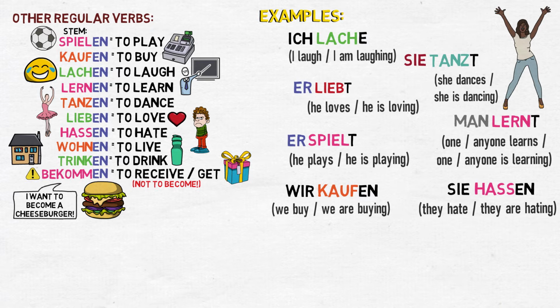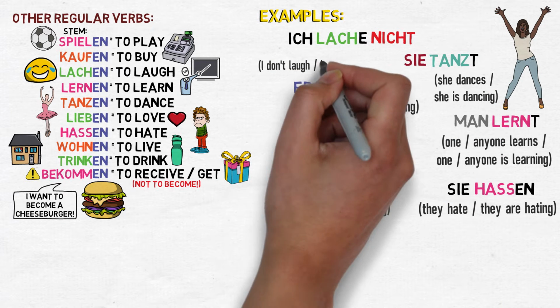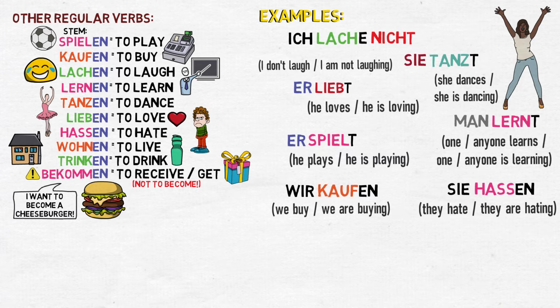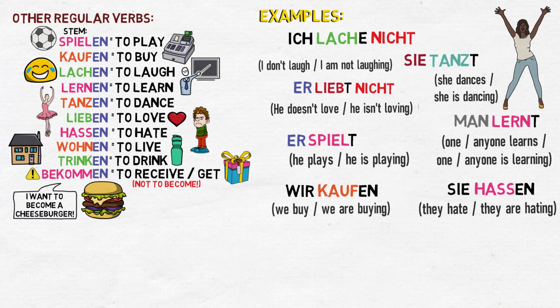In any of these examples, we can put the word nicht, which means not, into the sentence after the verb to negate the meaning. For example, ich lache nicht, I don't laugh or I am not laughing. Er liebt nicht, he doesn't love or he is not loving.